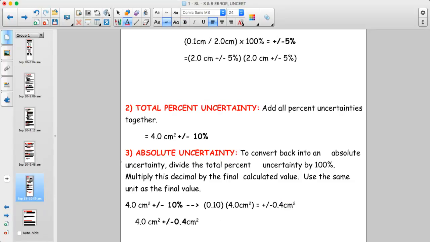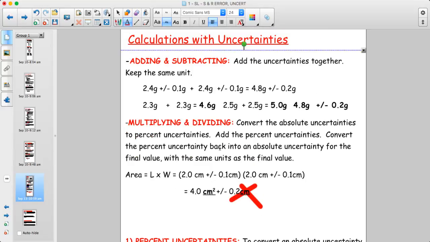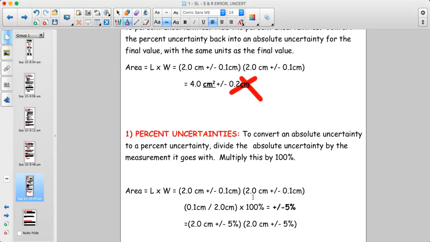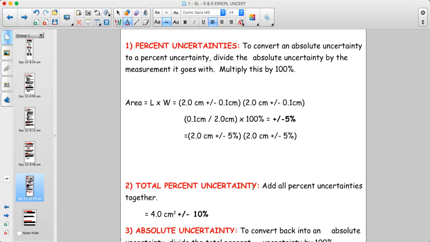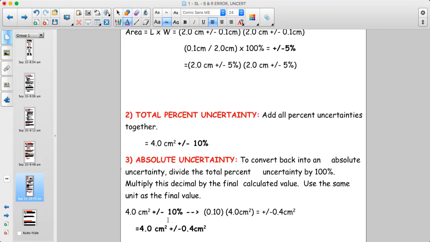So as a recap, here's our final answer. When we are dealing with multiplying and dividing with uncertainties, it's a bit of extra work. We can't just add them together anymore. We have to first turn them into percentages to get rid of the unit. So divide the uncertainty by the measurement, and you get it as a percent. Then you can add up those individual percent uncertainties to get the total percent uncertainty. And finally, you can take that percentage, turn it into a decimal, and turn it back into an absolute uncertainty for your final value. Okay?